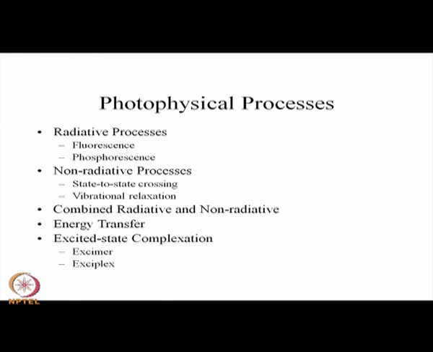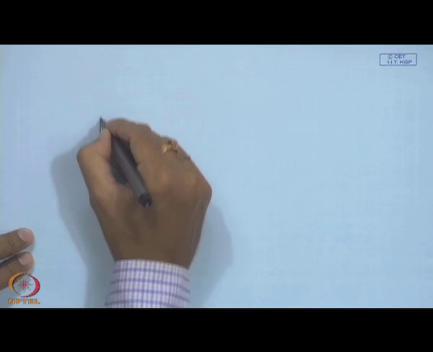What else can happen? There may be energy transfer. Energy transfer means that, see, we are talking about the fate of the excited state. Suppose we have one molecule, say system A to A star.